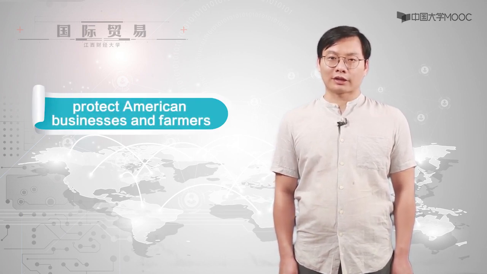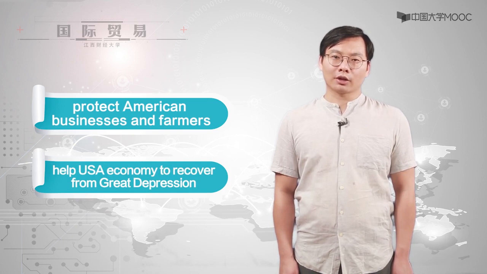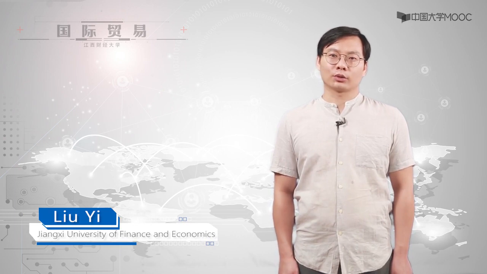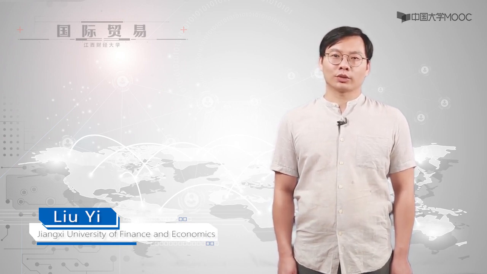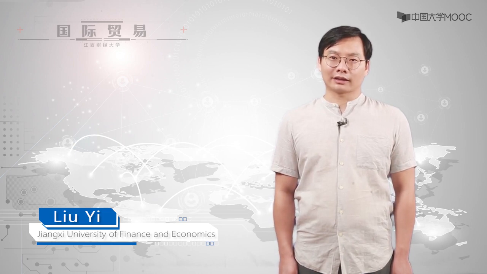Now we know what it is for. The purpose of this act is to increase import tax so as to protect American business and farmers, and to help the U.S. economy to recover from the Great Depression. This act raised the average tariff by 23% compared with 1928's level. Now we want to know its consequence. So what is the consequence of the Smoot-Hawley Tariff Act? It did not help the U.S. economy to recover from the Great Depression, of course.